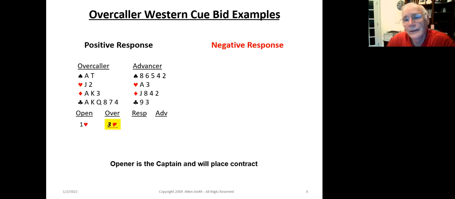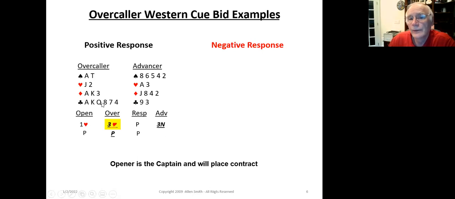Okay, we can see that the overcaller has got a really strong hand, great looking clubs, and knows that they're going to play the contract in clubs if they can't play the contract in no trump. So he bids 3 hearts, which is a Western cue bid. And the advancer goes, well, I have a blocker in hearts, and bids 3 no trump, gets passed out.